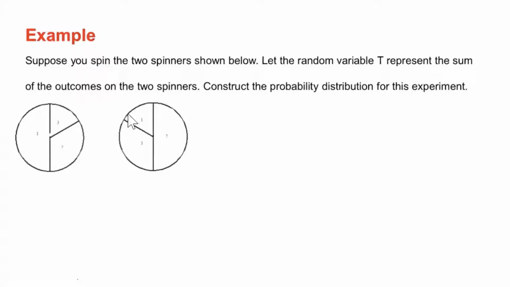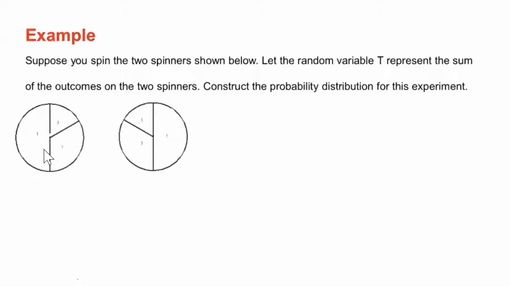When you look at these two spinners, you can see that the sections are not uniformly divided. Like here in the first spinner, this one takes 50% of this spinner. 3 takes just the little section, or I can say 3 takes one part of the spinner, this 7 takes 2 parts of the spinner, and this 1 takes 3 parts of the spinner.